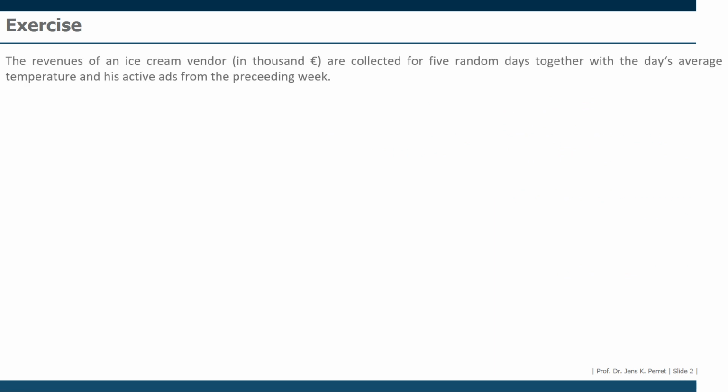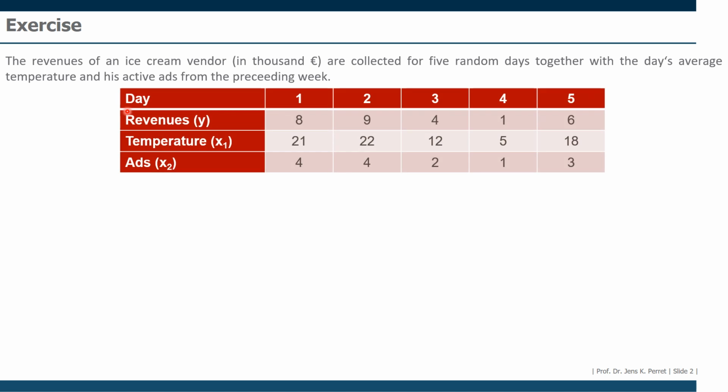The revenues of an ice cream vendor in 1,000 euros are collected for 5 random days, together with the day's average temperature and its active ads from the preceding week. We get the following table. Here we already marked the revenues with y, describing the dependent variable, and the temperatures with x1, the ads with x2, marking them as independent variables. This table summarizes the data for the 5 days.